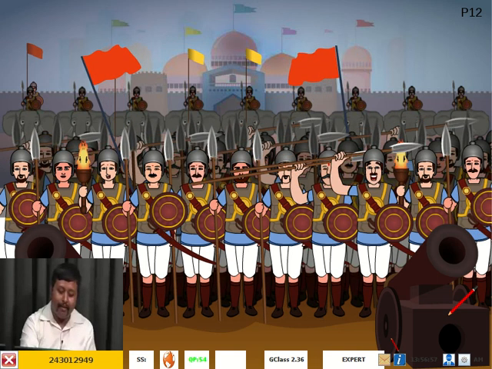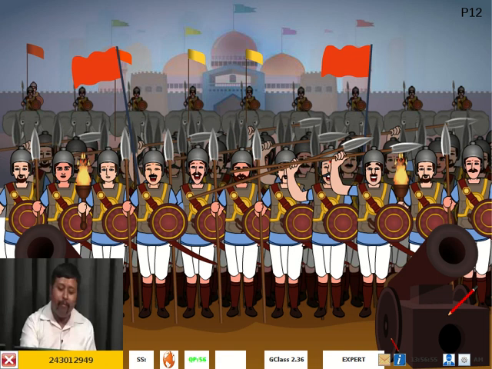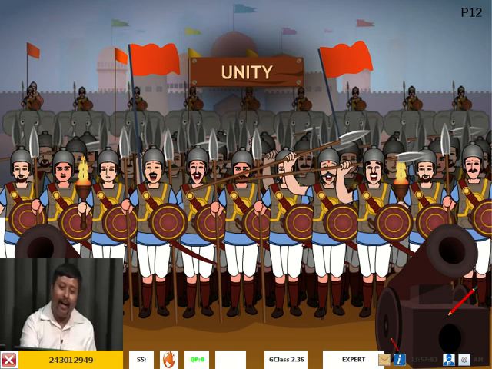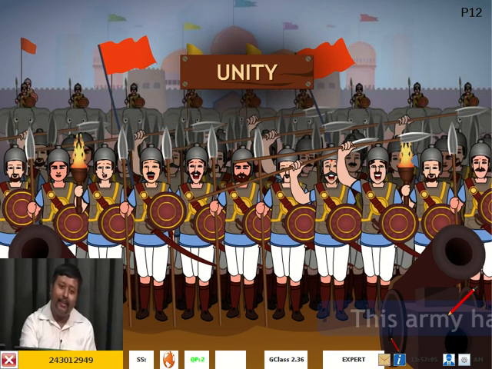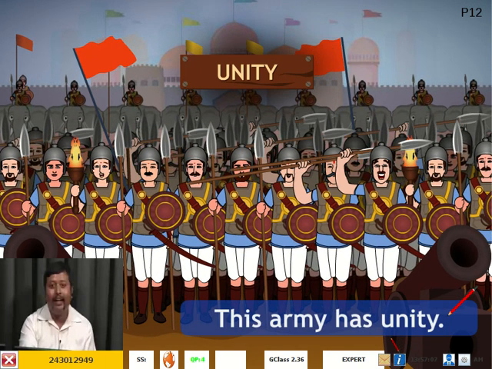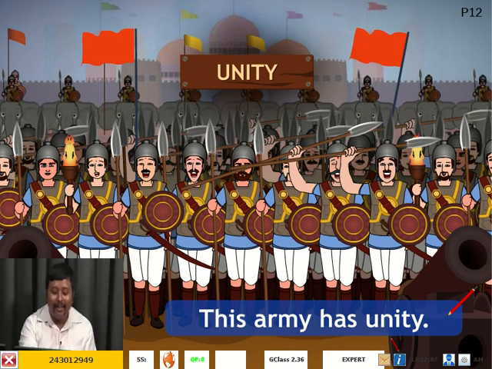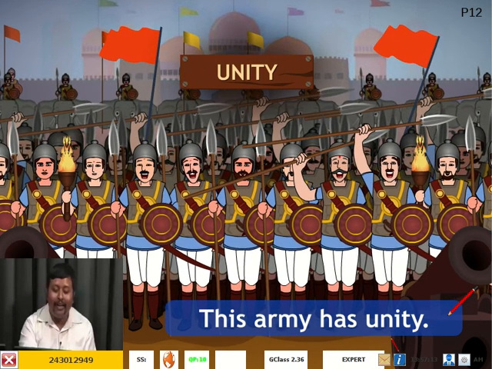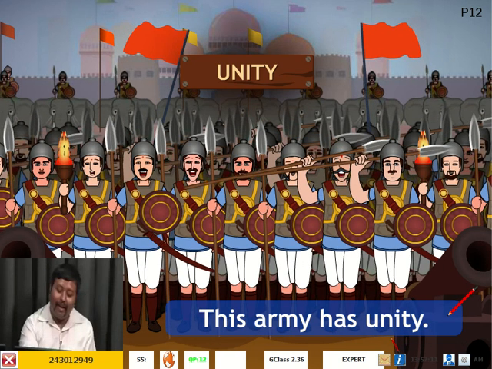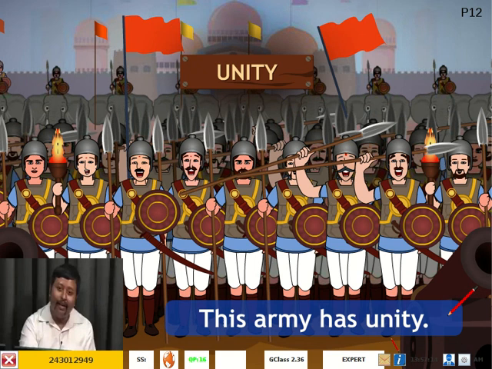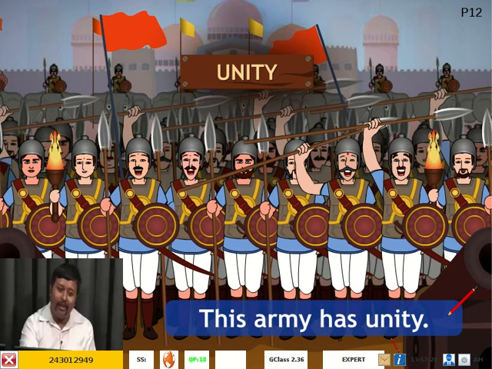Okay? So what is the army's main strength? They are united. The army has unity. Unity how? If one person goes to fight alone, then the war will be lost, isn't it? So when a lot of people go together, that is called unity. And the armies will always be united. It's an army. So the army has unity.